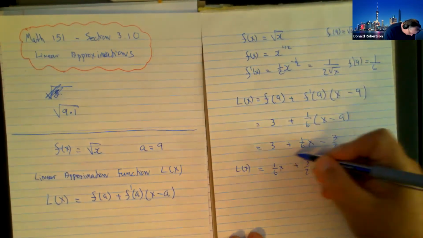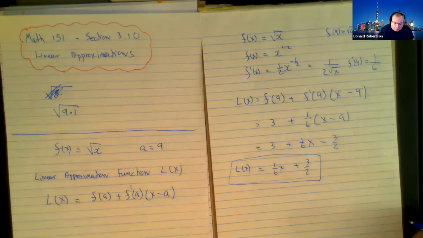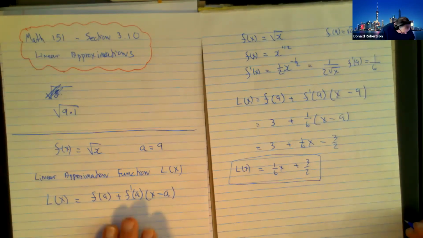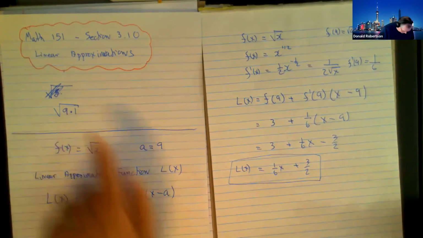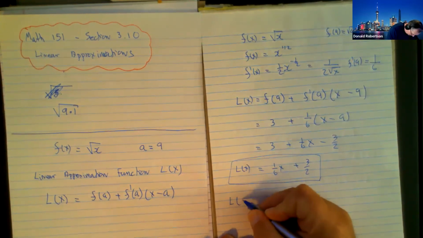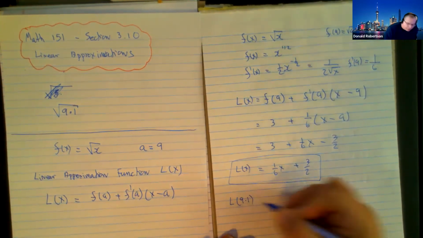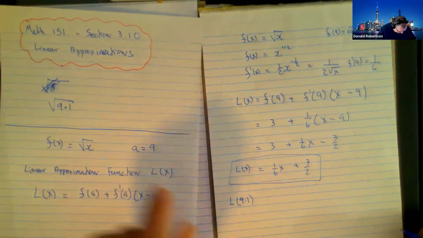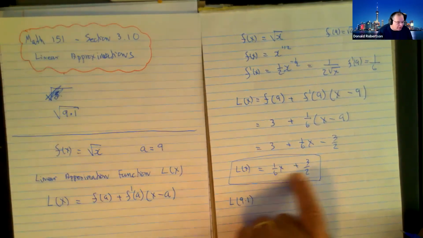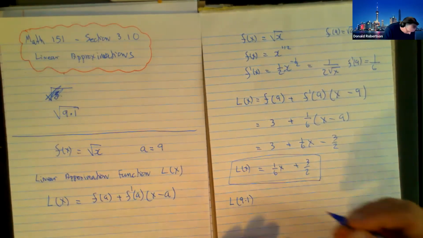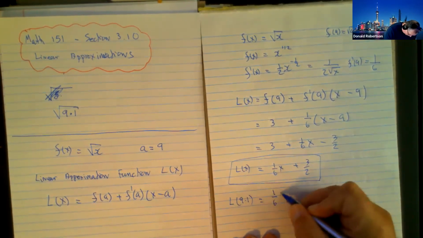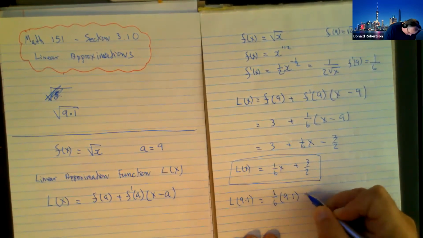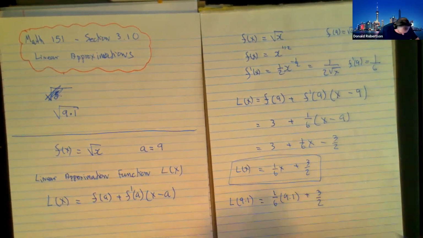And we call that the linear approximation function. And we wanted to find the square root of 9.1, didn't we? That was the problem. Well, the estimate is the linear approximation function at 9.1. Would you agree we can do that without a calculator? Although I'm probably going to do a calculator anyway, just for speed. It's going to be 1/6 of 9.1 plus 3 halves.